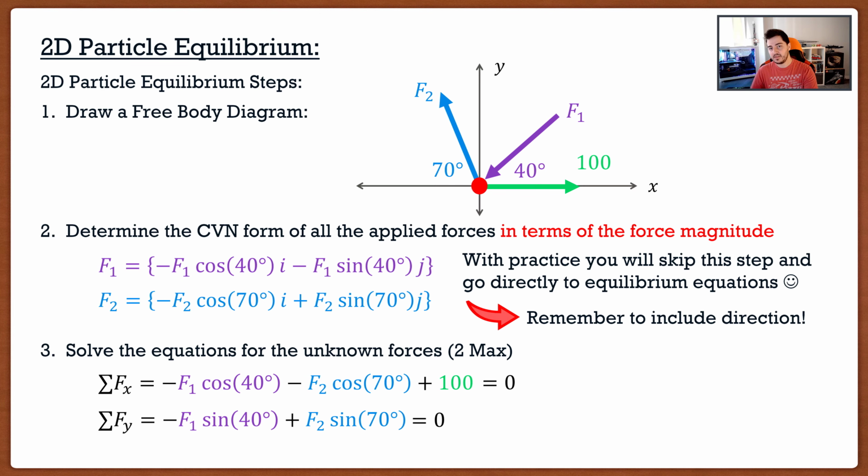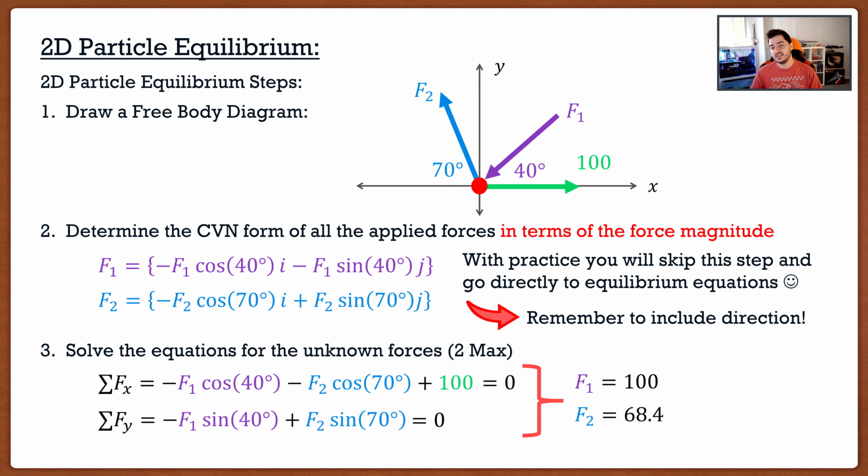Now again, this is where the math nerds shine because we have two equations, two unknowns. We can solve for F1 and F2, and I get F1 to be 100 and F2 to be 68.4. That's it. That's all you do in particle equilibrium. That's why students love this exam question, because it's fairly simple.